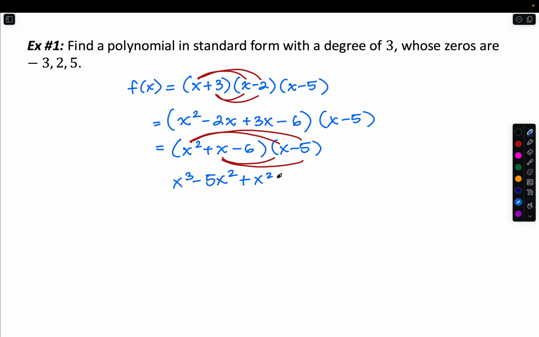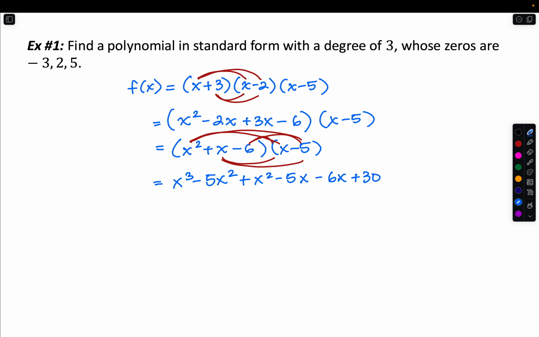And then x times negative 5 is negative 5x. And then lastly, I'll move on to my negative 6. So negative 6 times x and negative 6 times 5. So that's going to be a negative 6x. And a negative 6 times negative 5 is positive 30.